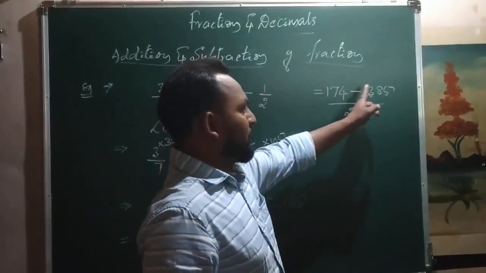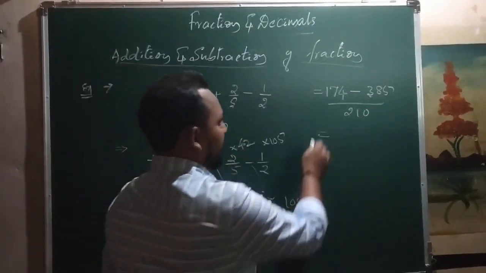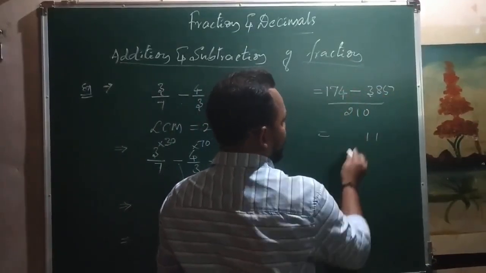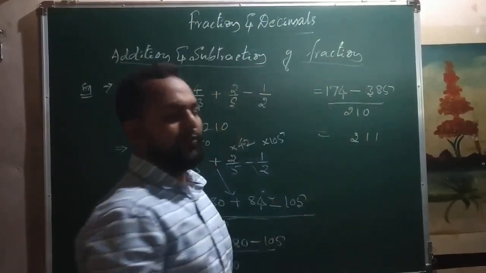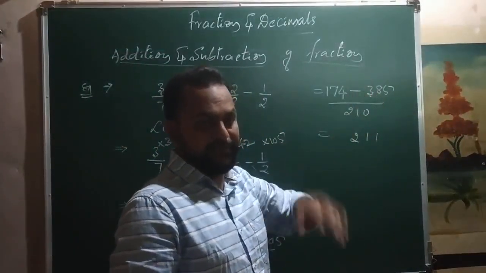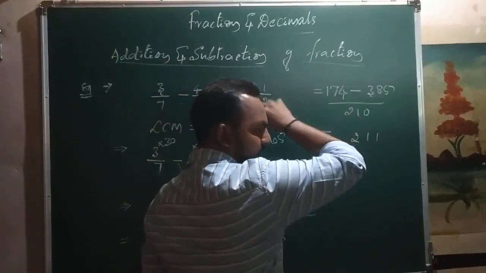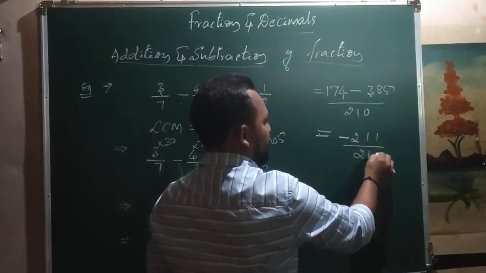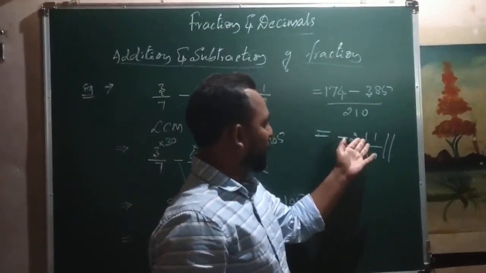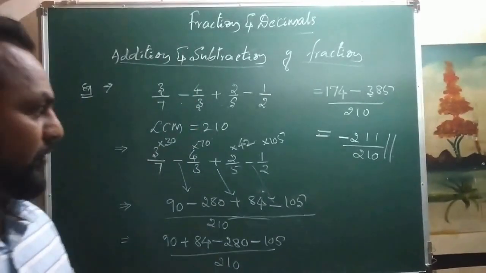174 minus 385. Here, the sum of a negative and a positive integer, when the operation is subtraction, takes the sign of the bigger value, which is negative: minus 211 by 210. This is the answer. Okay, this is the simplest form, minus 211 by 210.